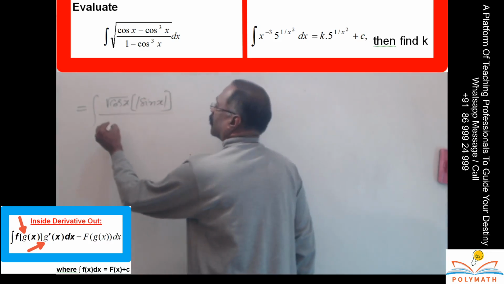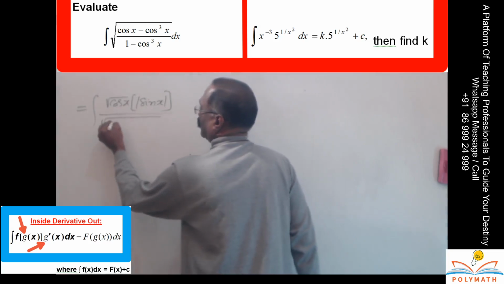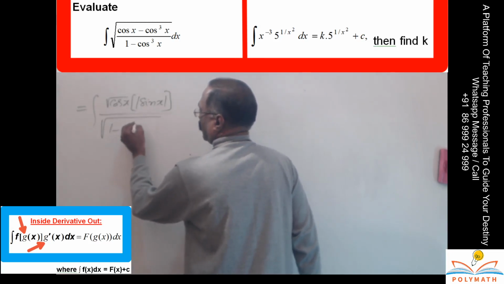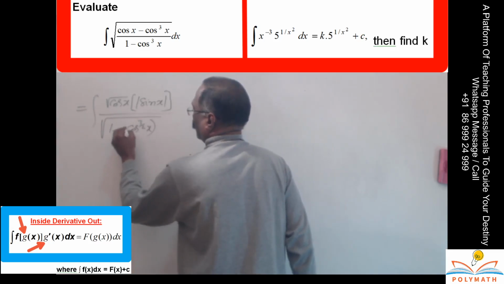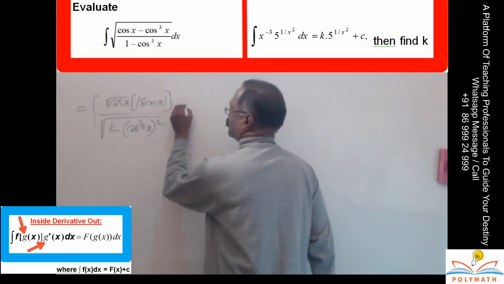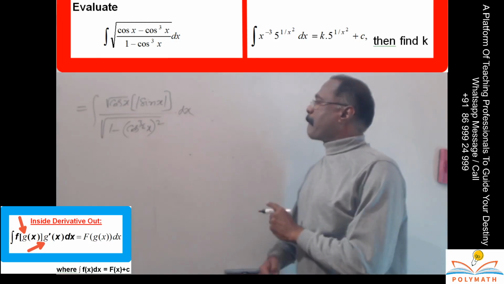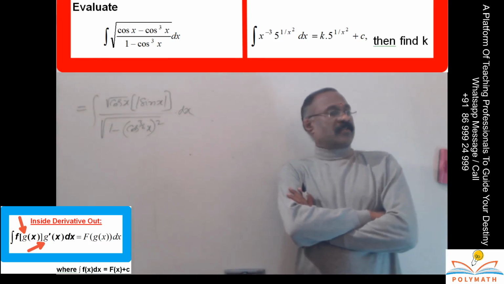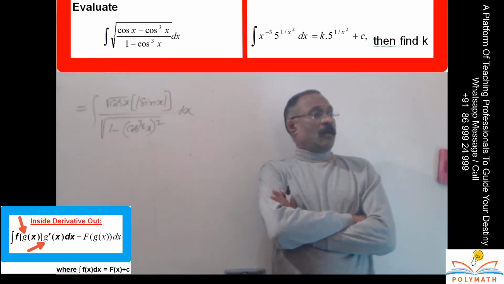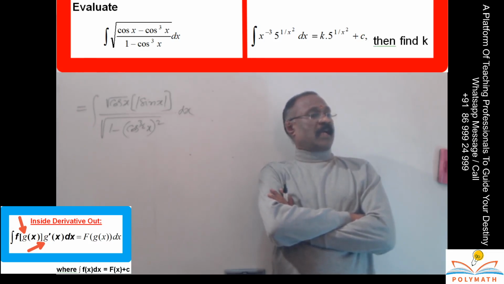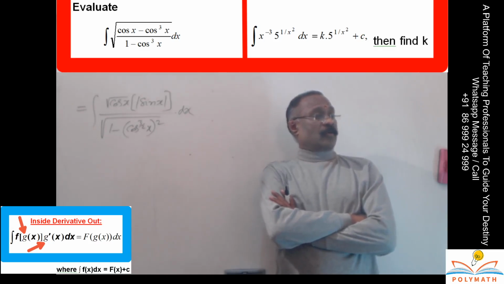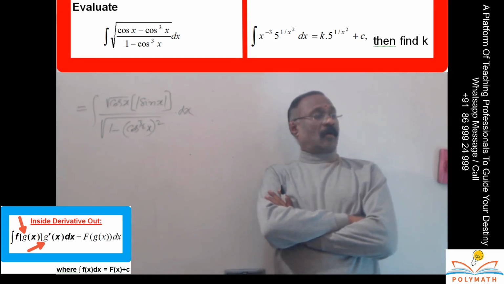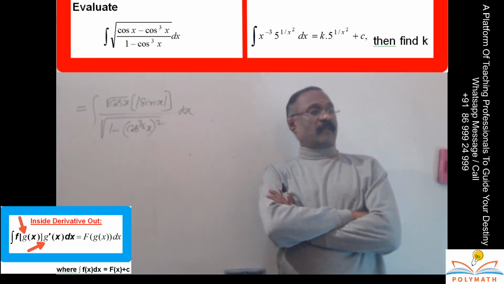So I took mod sin x, but we will take it as positive only. Divided by root over 1 minus cos x whole power 3 by 2 whole square. Just to see the adjustment I did: root cos x mod sin x I got from the numerator, and the denominator is root over 1 minus cos x power 3 by 2 whole square, which I wrote.